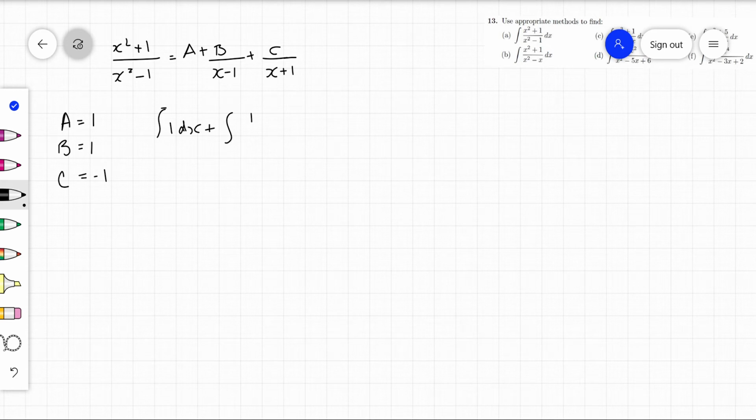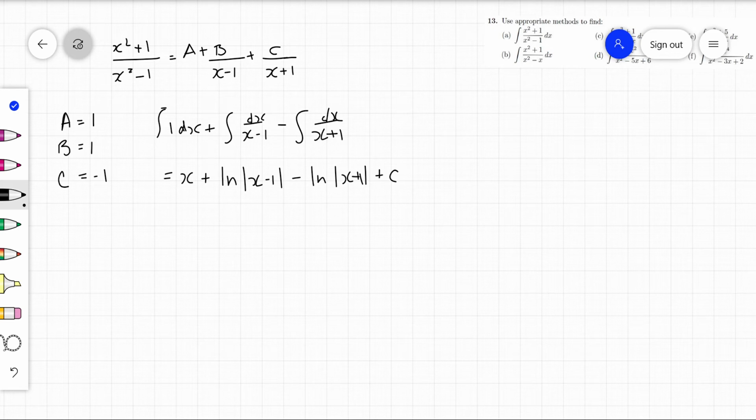All right, so if we do the integral now, we have the integral of 1 dx plus 1 on x minus 1 dx minus 1 on x plus 1 dx. So we'll get an x, we'll get a log of x minus 1, and we'll get a log of x plus 1, plus C. There we go. So that is A.